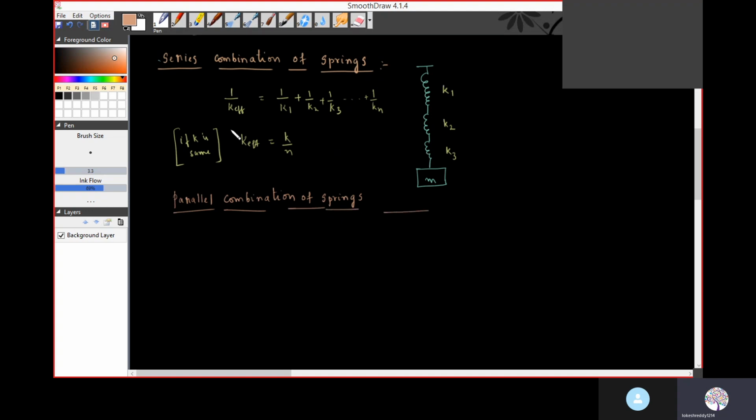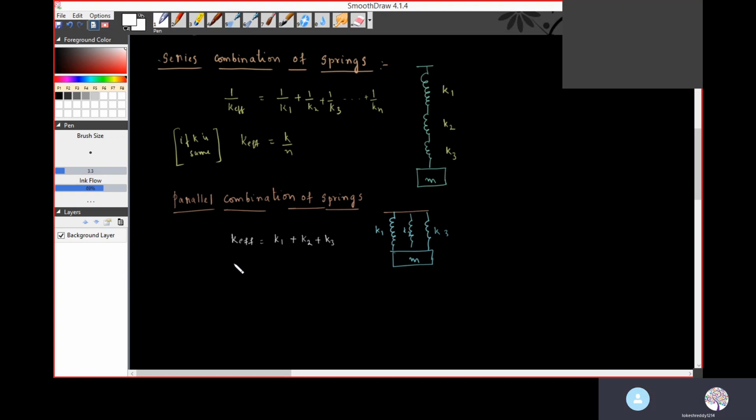If I take a parallel combination of springs, parallel combination means like this, say this is 1, 2, 3, and a block is connected. Let's say its mass is m. Its force constants are k1, k2, and k3. Now in a parallel combination, we write k effective equals k1 plus k2 plus k3, and so on up to kn.